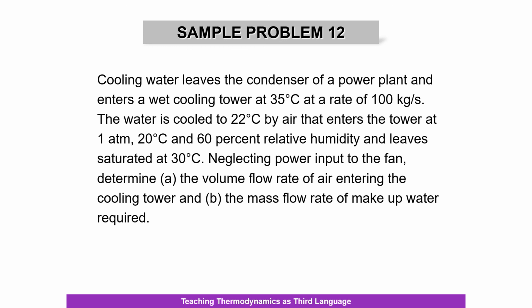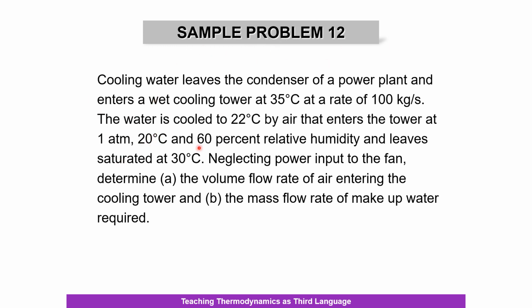So this problem is related to our cooling tower. Here we have cooling tower water that leaves the condenser of a power plant and enters a wet cooling tower at 35 degrees C at a rate of 100 kilograms per second. Water is cooled to 22 degrees C by air that enters the tower at 1 atm. So you can safely use the psychrometric chart to solve this problem.